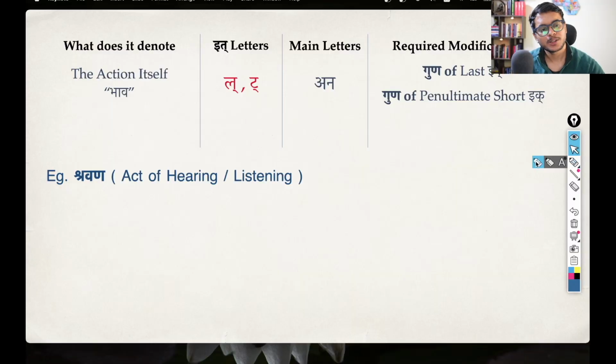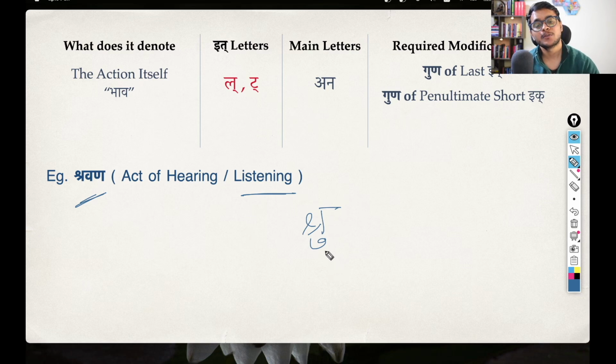Now let us take one more example, Shravana. Okay, and Shravana, again, Shravana means act of hearing. Okay, that is listening, right? And a lot of you can already guess this is coming from the dhatu Shru dhatu. Shru dhatu means to hear. So the act of hearing is Shravana. Again, this dhatu is modified using lut pratyay.